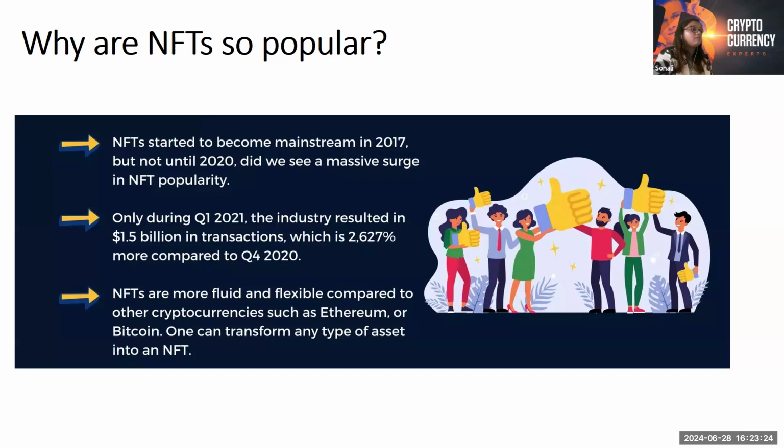NFTs are more fluid and flexible compared to other cryptocurrencies such as Ethereum or Bitcoin. One can transform any type of asset into an NFT. So any type of asset you have, just create the NFT of it, roll it out, circulate it on any of the NFT websites, any of the NFT platforms, and start minting. Start minting. You will definitely get success out of it if you follow the measures which I just explained to you.